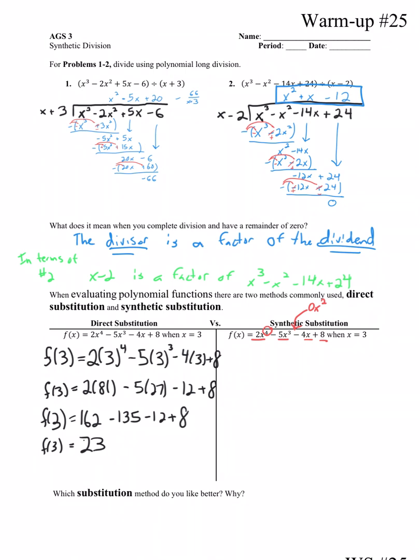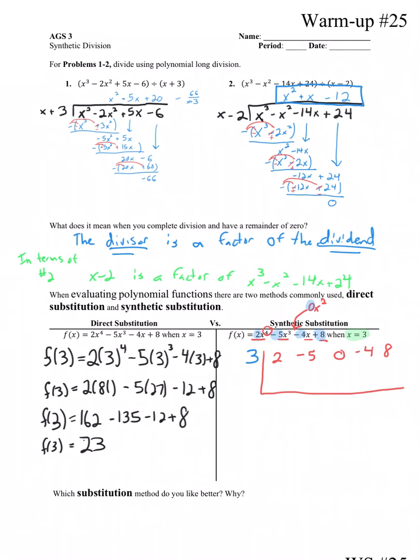So on the second part with synthetic substitution, what we do is we're going to take all of the coefficients here. So there's a 2, a -5, a 0, a -4, and a +8. And we're going to write all of those coefficients down. 2, -5, 0, -4, and 8. Then we're going to write down almost like an upside down division bar. And then the last thing we're going to do is we'll take this x equals 3 here, and we're going to write that down outside of the upside down division bar.